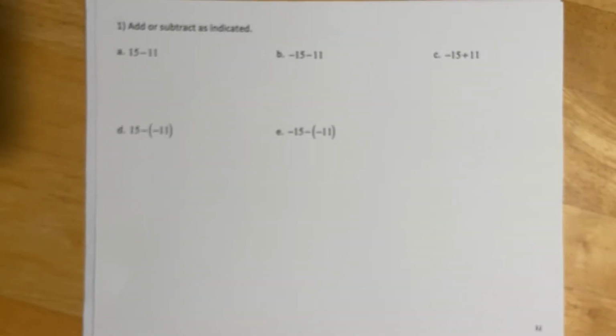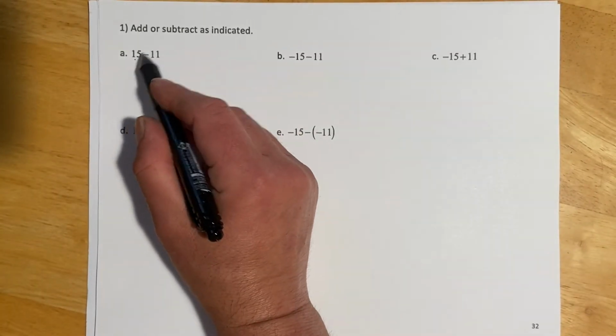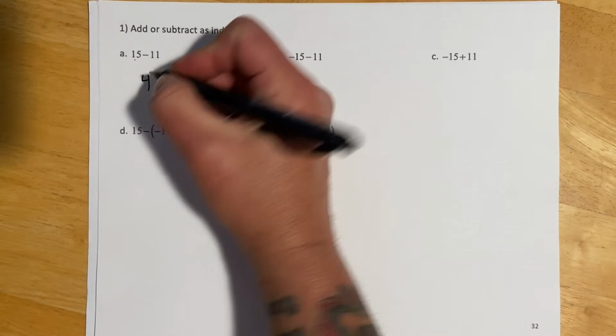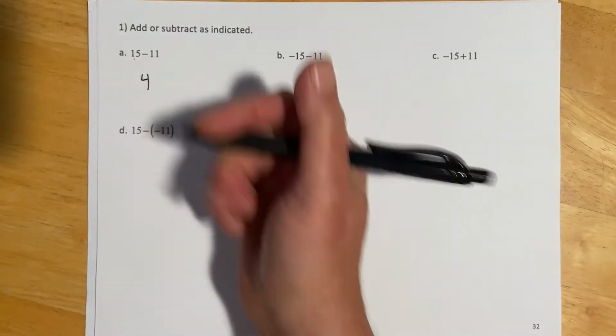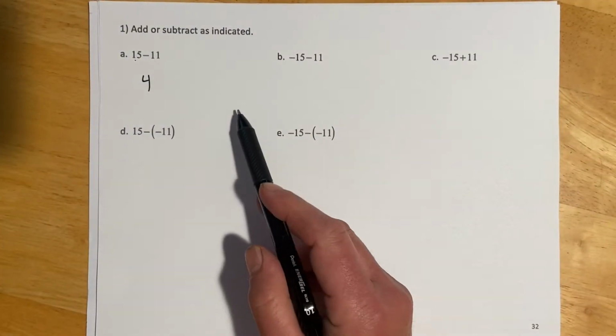So when I'm doing signed numbers, I just pretend like it's money. If I have 15 bucks and I spent 11, I still got $4. So, okay, that one's pretty clear because it's just regular math we do all the time.